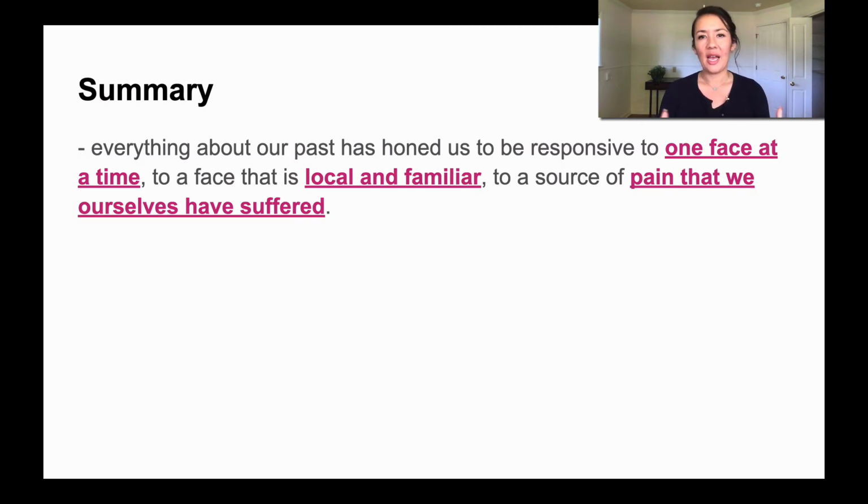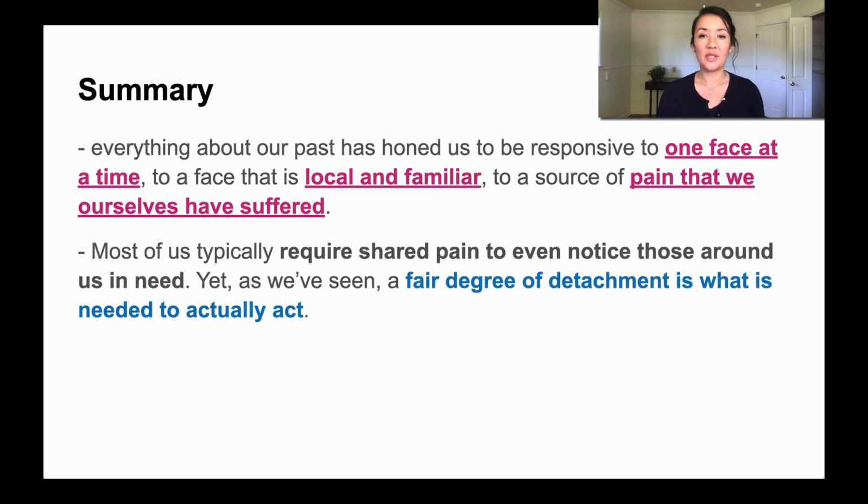Everything about our past has honed us to respond to one face at a time, a face that is local and familiar, and to a source of pain that we ourselves have suffered. This is really why it's so hard for us to give money to people on the other side of the planet. If we see someone right in front of us that needs help, we're more likely to act. We're particularly more likely to act if we relate to that person, if we know that person, and if we have experienced the same type of pain as that individual is experiencing. Most of us typically require some shared amount of pain to even notice that someone is in need of help.